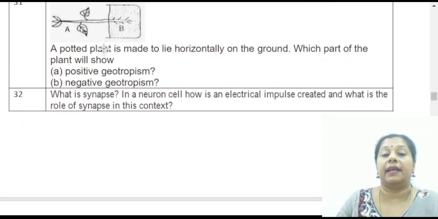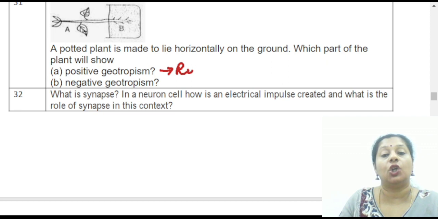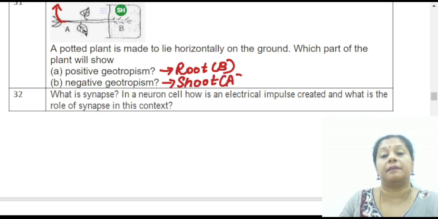Here you can see a diagram. A potted plant is made to lie horizontally on the ground. Which part of the plant will show positive geotropism and negative geotropism? Positive means growing towards gravity, so it will be shown by the root, which is part B. Whereas negative geotropism means growing against gravity, upwards, so that is shown by the shoot, part A. The root will grow downwards.